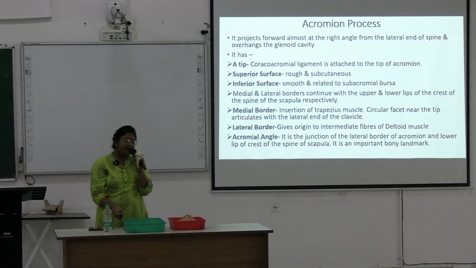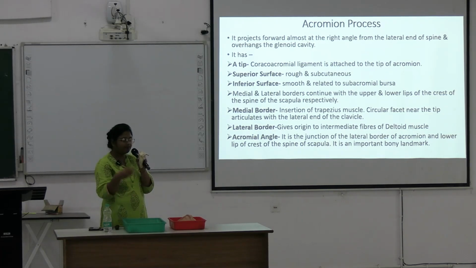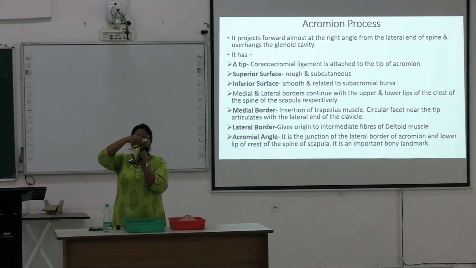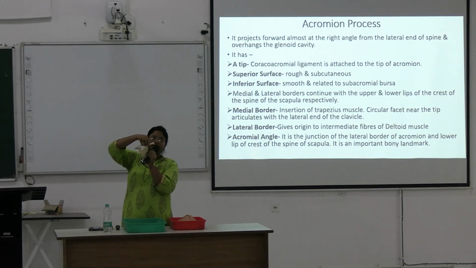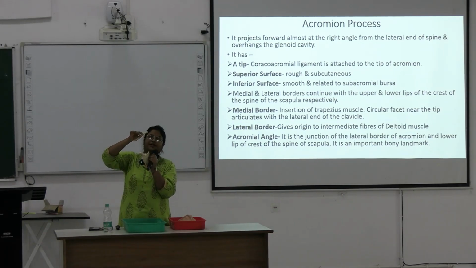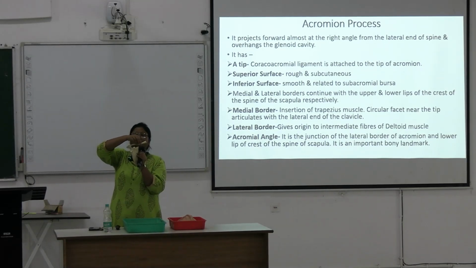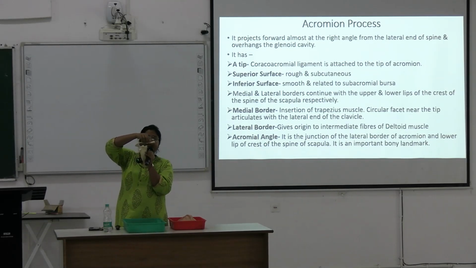Deltoid has three types of fibers. Like this, the clavicle is articulating with the scapula. These articulations are also asked in your viva. You will have a viva for bones. Okay. So this is how the clavicle is articulating with the scapula.